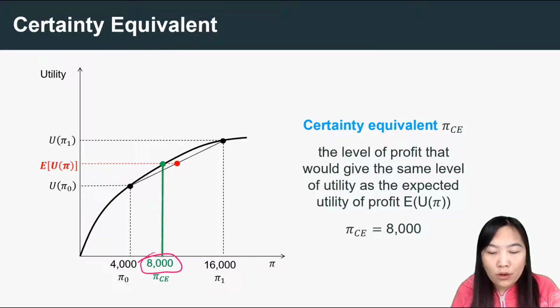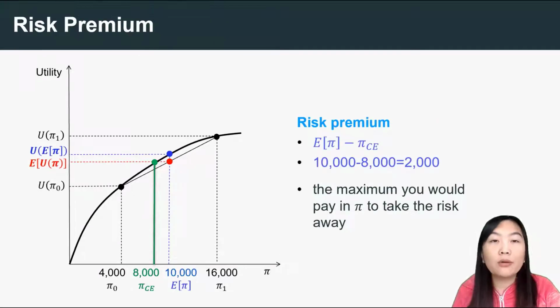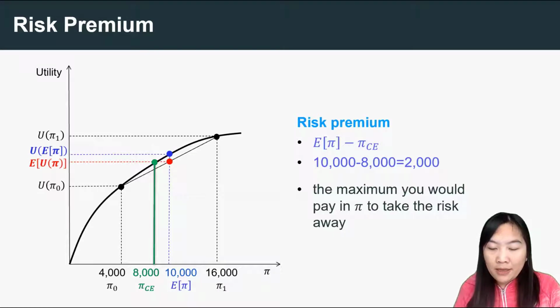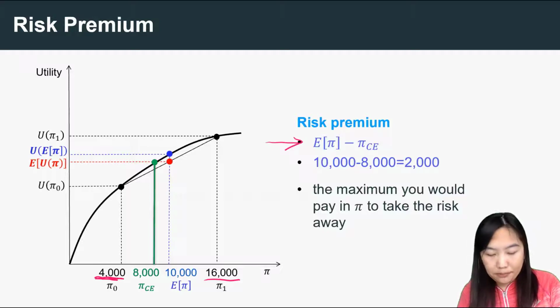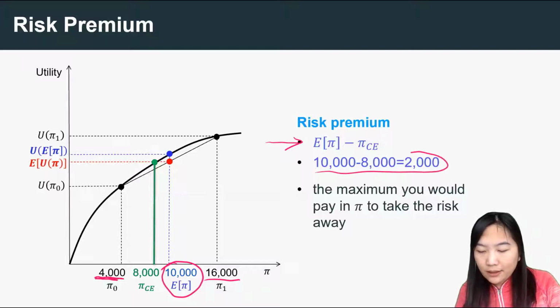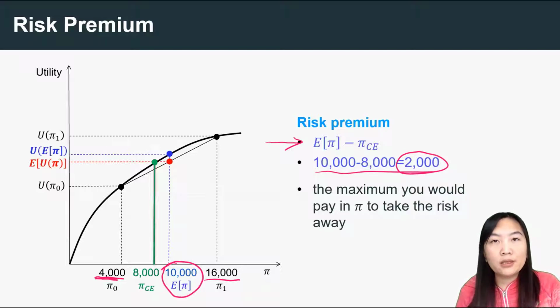Once you know what the certainty equivalent is, we can calculate the risk premium. And for the risk premium, I have the mathematical equation here: it is the expected profit minus your certainty equivalent. So this is the profit under bad weather, the profit under good weather. Expected profit is here, 10,000, and the certainty equivalent we have explained is 8,000. The difference between those two is the risk premium.